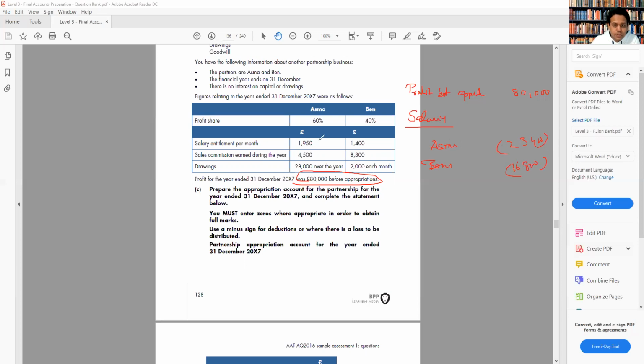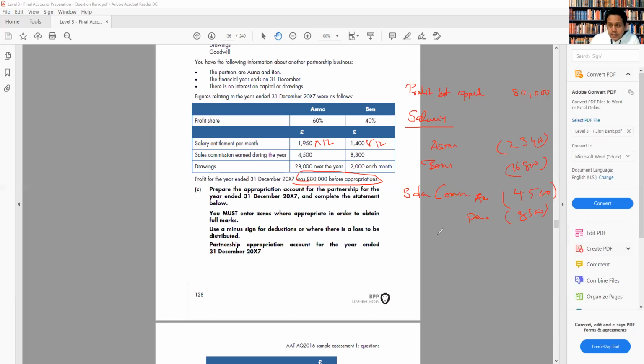All I did, we multiplied by 12 because it's per month. So you have to know for the whole year. So per month is 1950. If we multiply by 12, that will give you the whole year. Then you have a sales commission. So for Asma it is 4,500. And for Ben, that is how much? 8,300. We minus everything because we're paying everything from the profit.